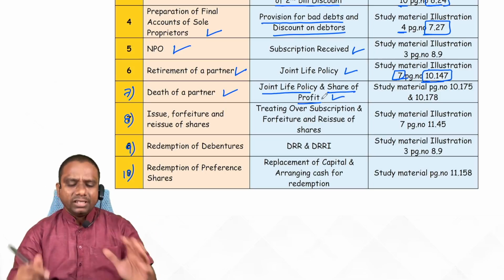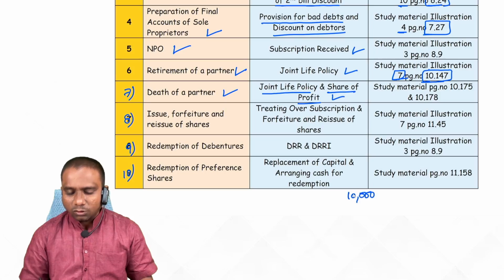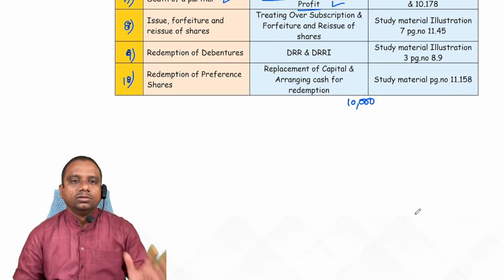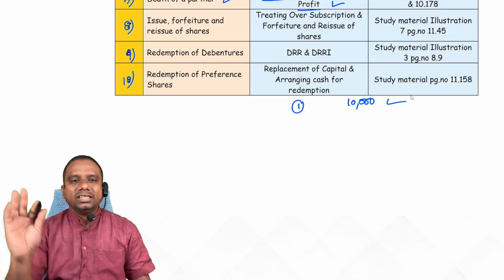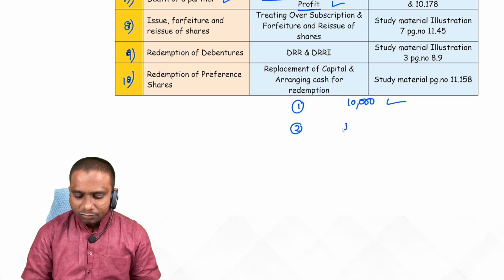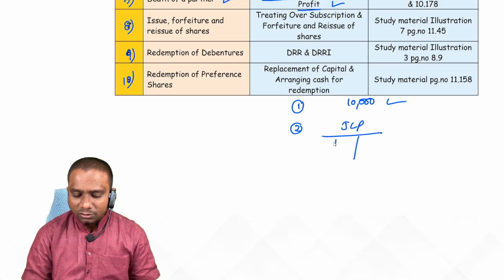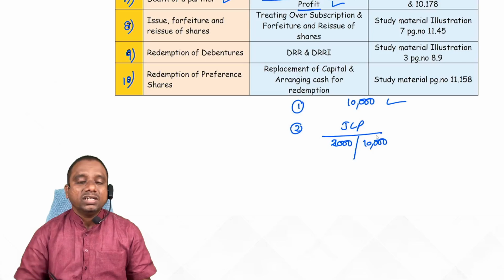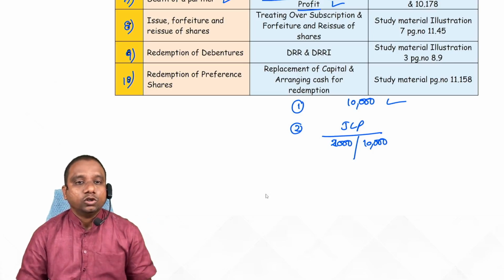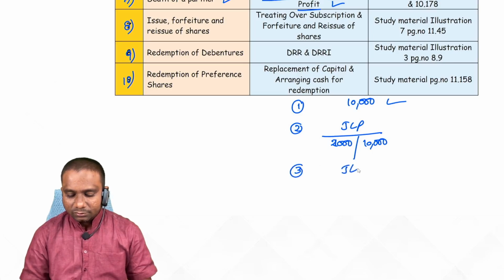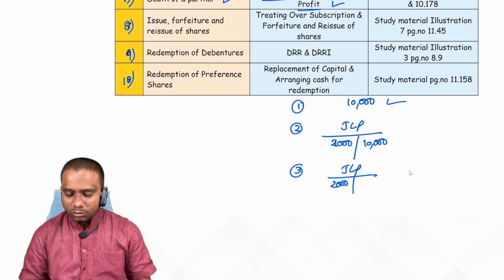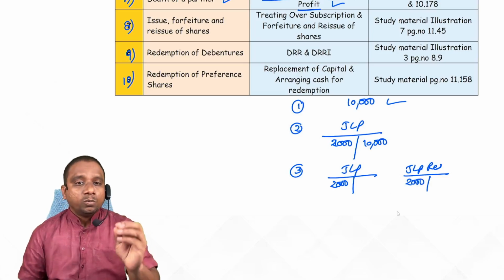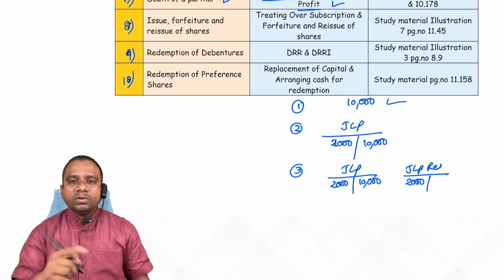Simply, in the first method, we get, suppose, 10,000 rupees is the policy amount. We get 10,000. First method, distribute total 10,000 rupees. Second method, we open JLP account first. Suppose JLP account is showing 2,000 rupees balance, but we received 10,000. What is the difference we have here? 8,000 rupees. Distribute 8,000 rupees. Third method, JLP we are maintaining, so 2,000. On the other hand, we have JLP reserve also 2,000. Now, how much amount we received? 10,000. What is the balance in JLP?